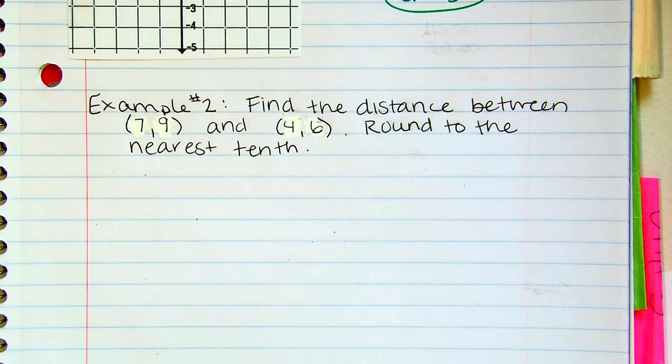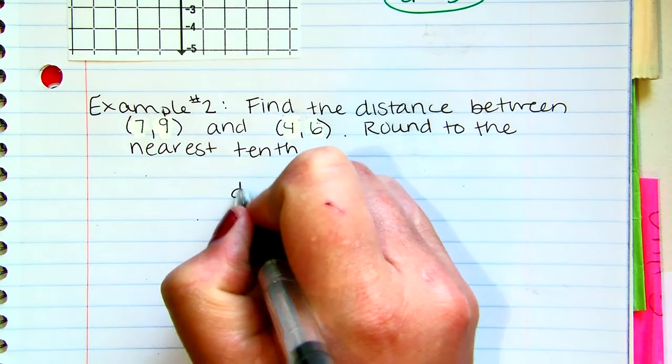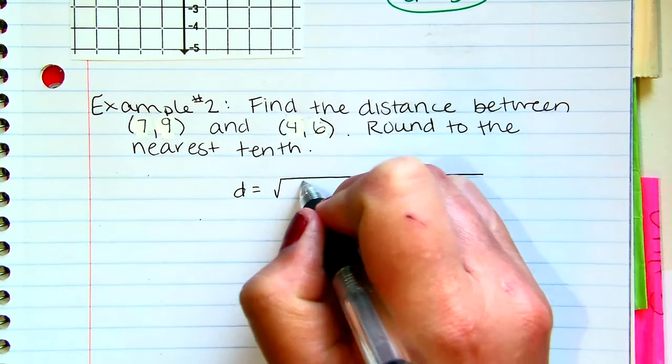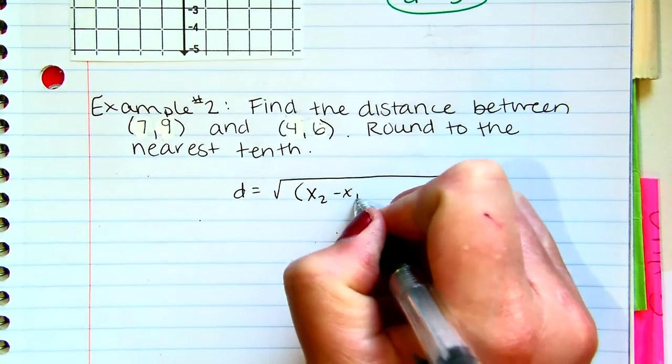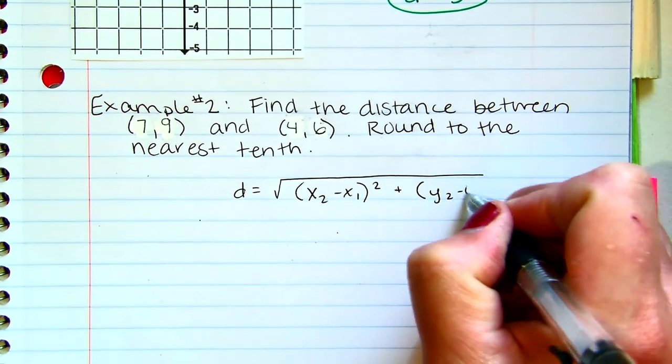So first of all, let's start off once again by identifying what is our x1, y1, what's our x2, y2, and write the equation. So my equation, once again, is D is equal to the square root, and I've got a long square root, of (x2 minus x1) in parentheses squared plus (y2 minus y1) in parentheses squared.